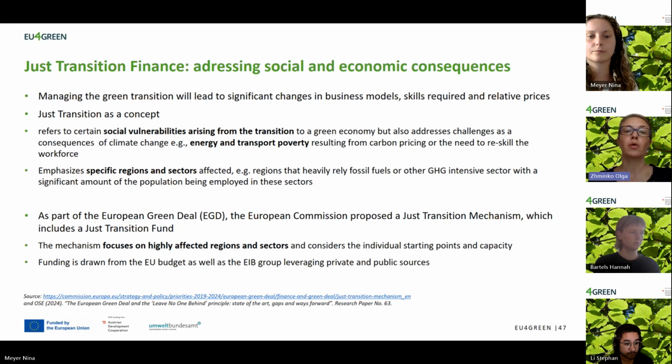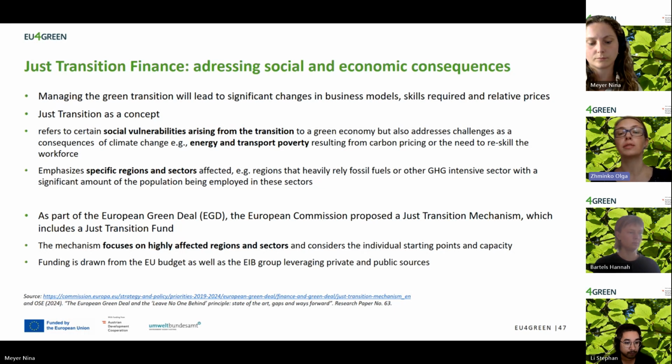So the just transition concept considers the certain social vulnerabilities arising from the transition. It also talks about the vulnerable groups of people or communities. It considers also indigenous communities in the regions affected. It considers energy and transport poverty, and the European Union has defined what is meant under the energy and transport poverty. The concept relates to specific regions and sectors, and it was created basically as the European Green Deal has the purpose of leaving no one behind.